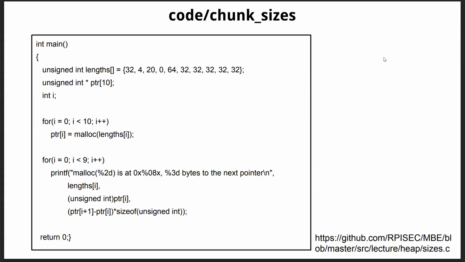Okay. So what are we printing out? We print out the size we mallocked. So that is the size in that array. Then we print out where the buffer is. Okay, 10 different buffers. We print out the address of each of them. Then we print out the distance between the buffer and the next buffer: pointer i plus 1 minus pointer i. Just that. We print out that.